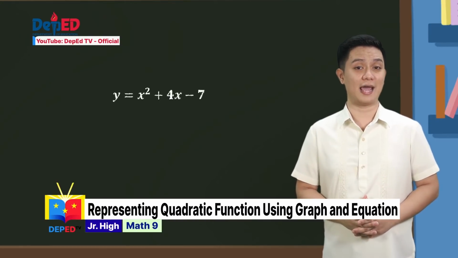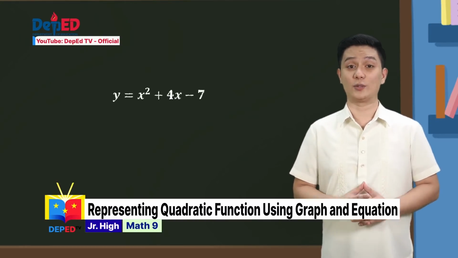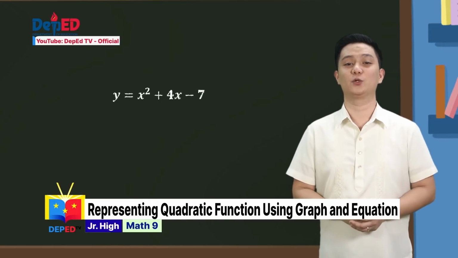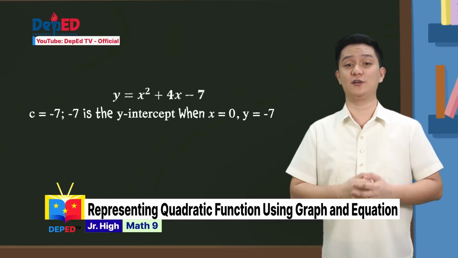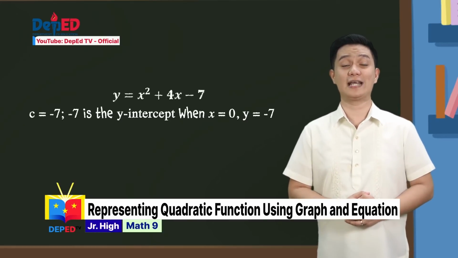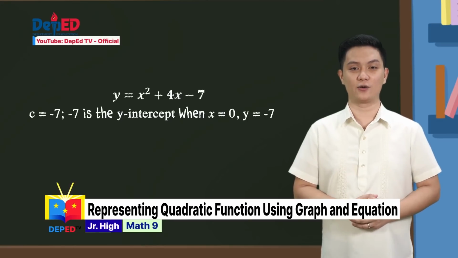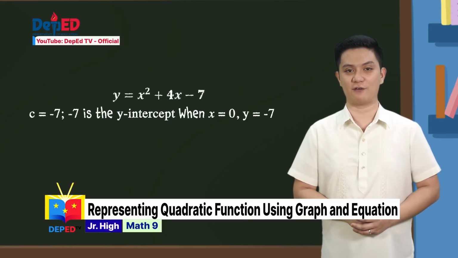The value of a is positive. Hence, the graph of the function is a parabola that opens upward. Recall that the value of the coefficient c in a quadratic function is its y-intercept. Hence, when x is 0, y is -7.